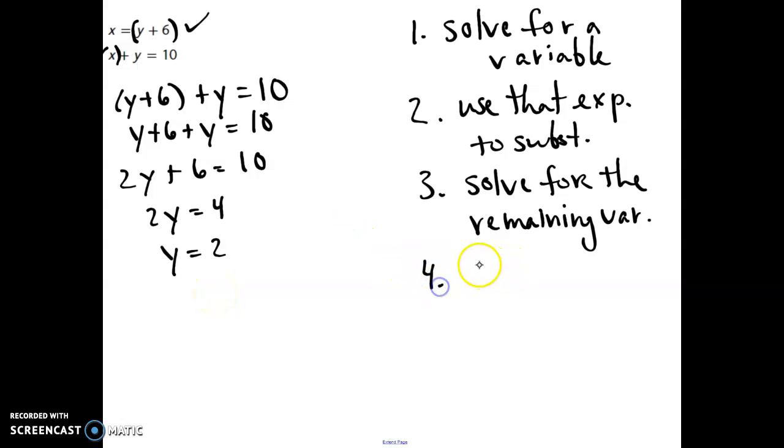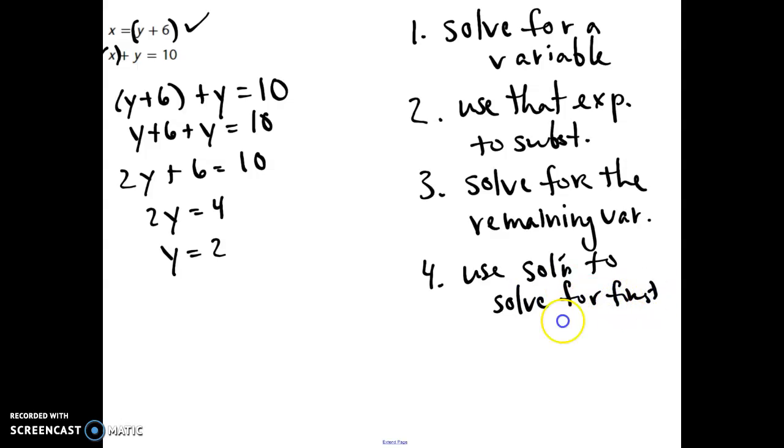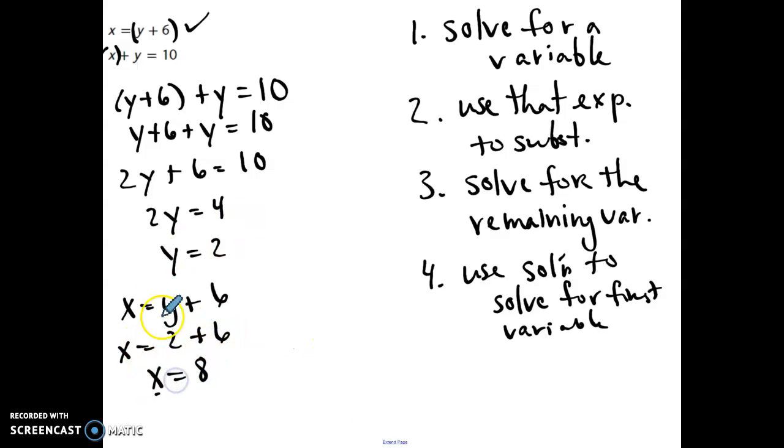Then I'm going to use that solution to solve for the first variable. I'm going to substitute again. So I'm going to take this value of y equals 2, and put it all the way back into my first expression, x equals y plus 6. But now I know that y equals 2, so x equals 2 plus 6, or x equals 8. And I have a solution with an x value and a y value. X is 8, y is 2. This should be the ordered pair for my solution.